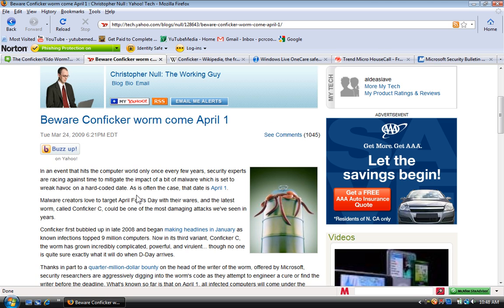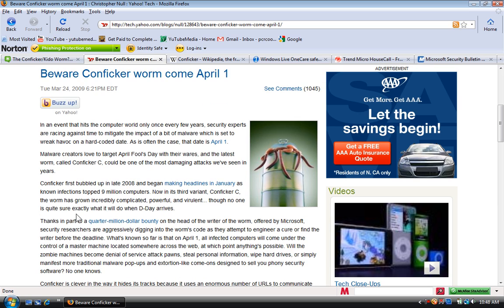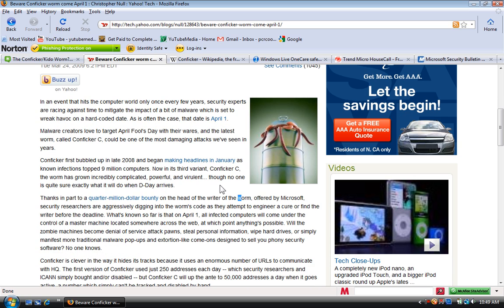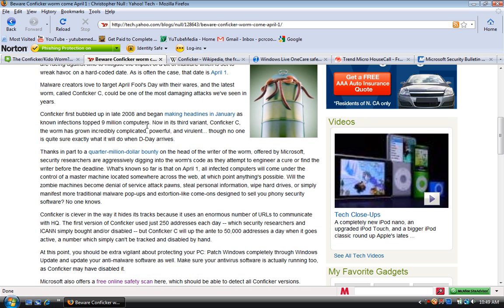Basically, it first bubbled up in 2008 and made headlines in January. Now Microsoft has a $250,000 bounty on the head of the writer of the worm. They've made a security collaboration with about 12 different security companies to track down the creator of this. Personally, I don't know who it is. I think it's someone really smart, probably some group of people from China or Russia.